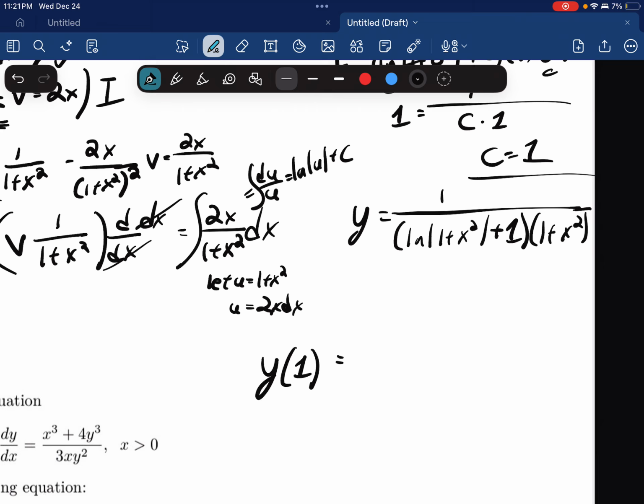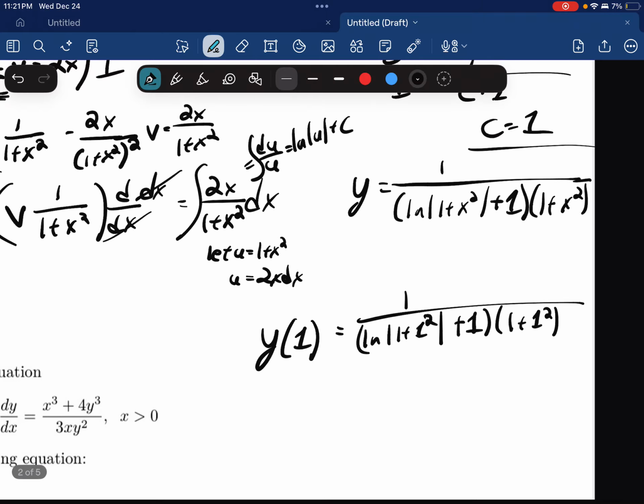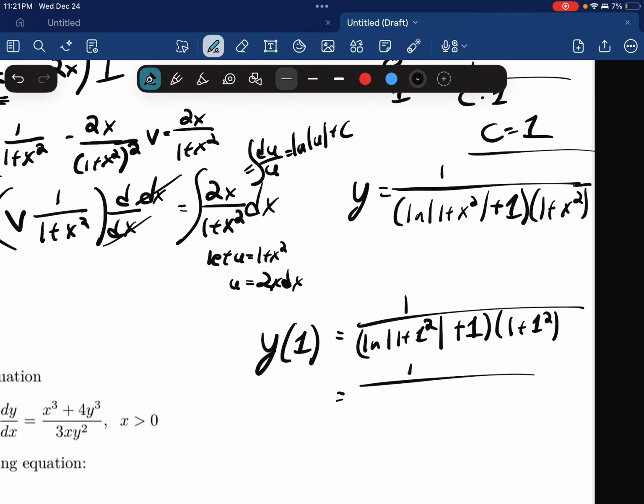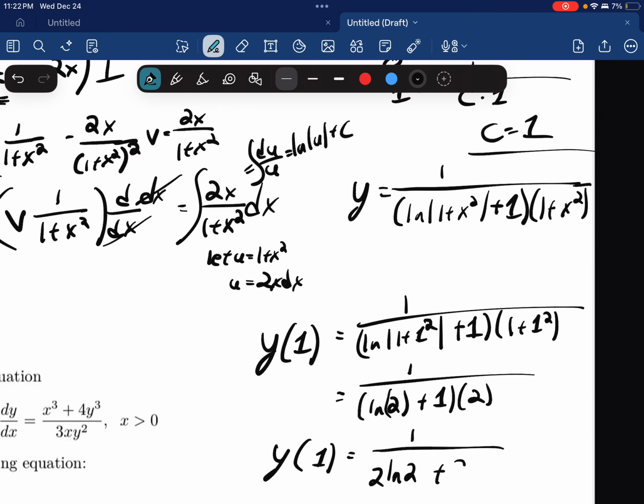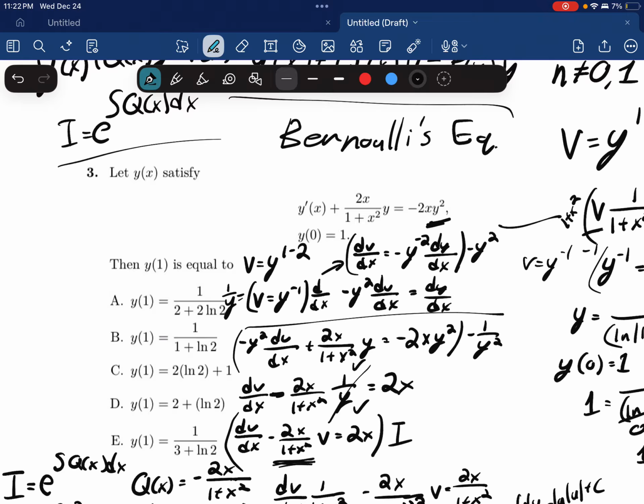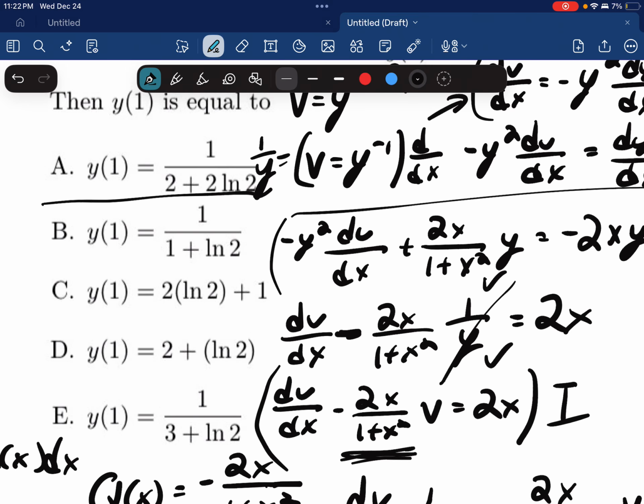y of 1 is equal to 1 over natural log of 1 plus 1 squared, plus 1, times 1 plus 1 squared. So we know that it is 1 over natural log of 2 plus 1 times 2. So y of 1 is equal to 1 over 2 natural log 2 plus 2. Let's see if that's one of the answers. And it is. It is answer choice number 1.